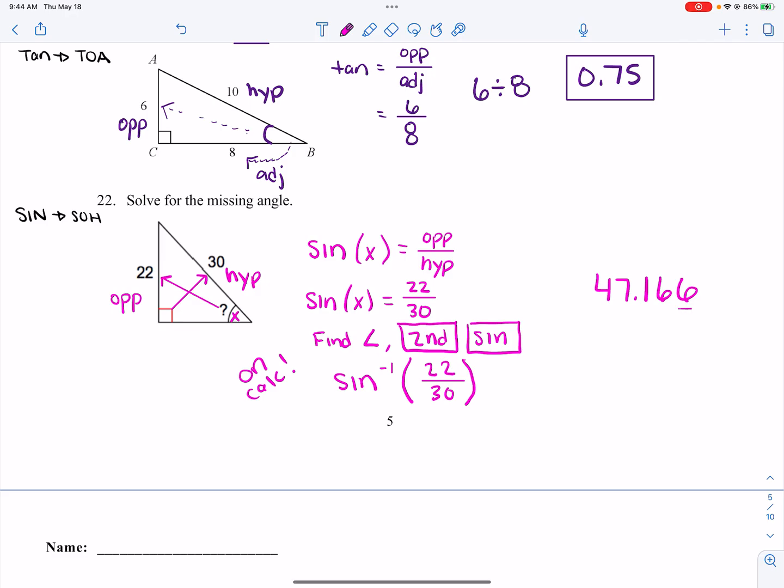47.166. This is bigger, so it's bigger than 4. Okay, so 5 or bigger. That means that I've got to round that up. So 47.17. Final answer.